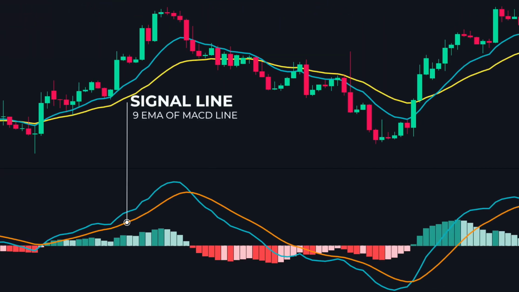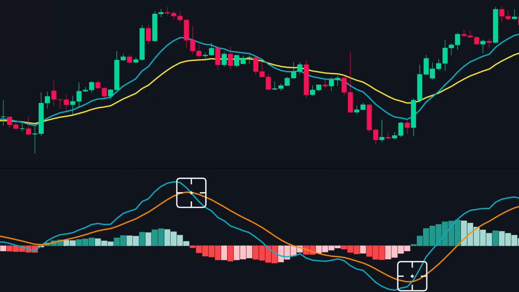Next, we have the signal line. The signal line is a 9-period exponential moving average of the MACD line. The signal line aims to provide crossovers as an entry trigger.